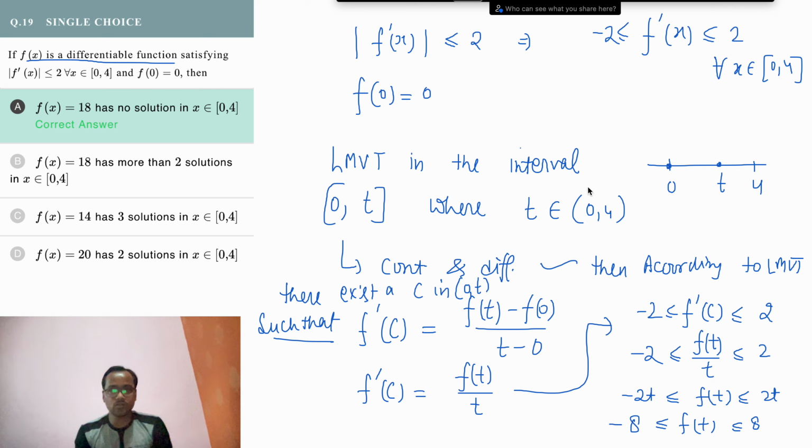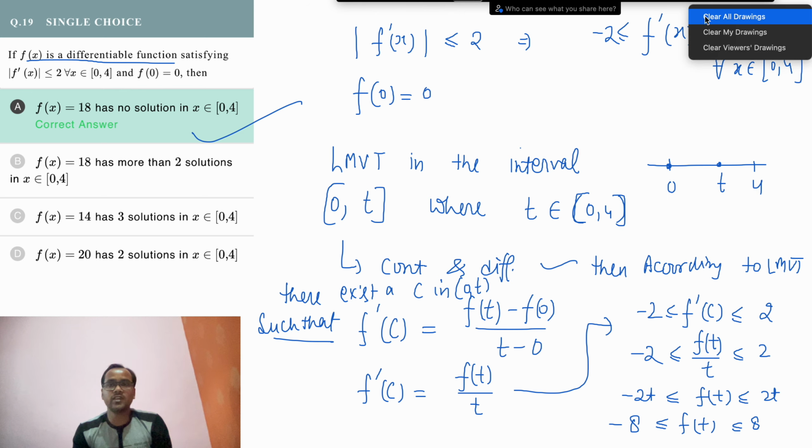So here also let me write 0 to 4 closed interval. So f(t) is ranging from minus 8 to 8. If f(x) is ranging from minus 8 to 8, f(x) equal to 18 will never be possible. That means f(x) equal to 18 will have no solution. That means option A is right. I hope this should be clear. So this was question number 19.